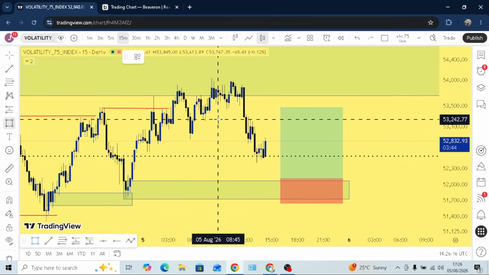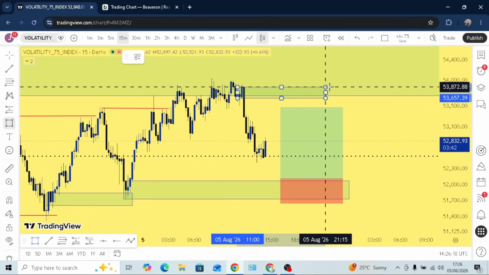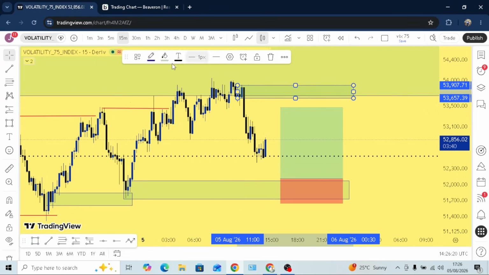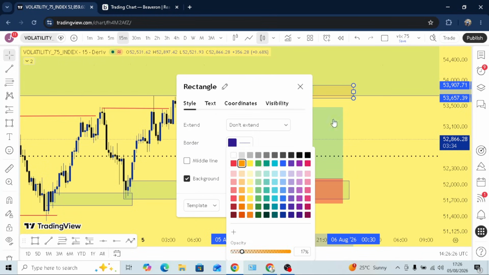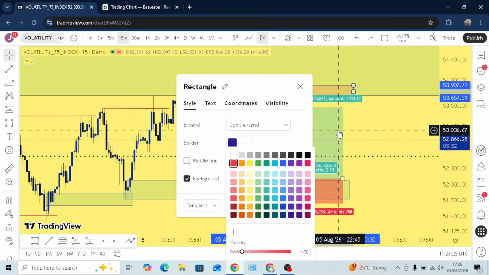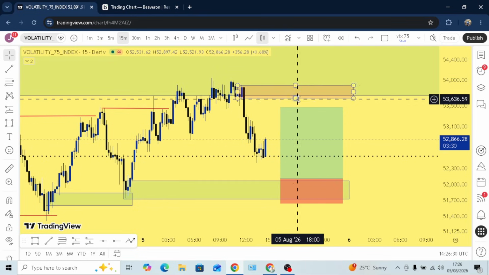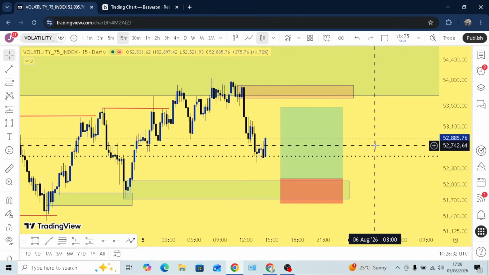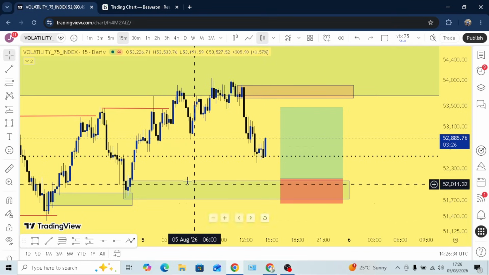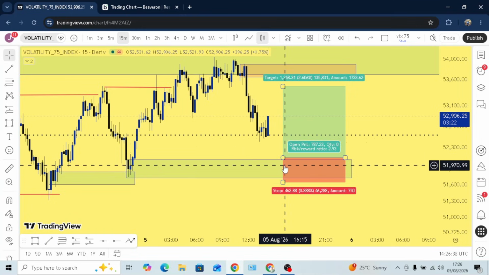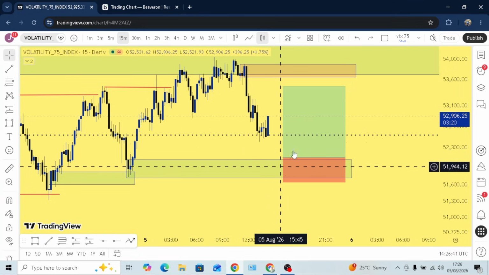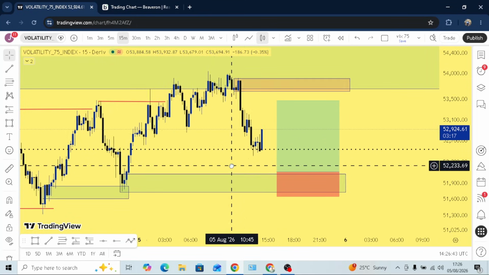Okay, also if you check this area, there's a supply zone, so it's very good that you watch out for that particular supply zone. Price could just come, mitigate that zone and push to the downside, but until then we are still bullish, and so we are waiting for price to tap on this demand zone and then push higher.